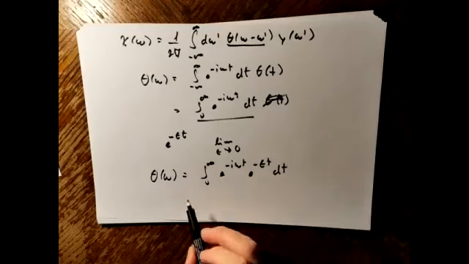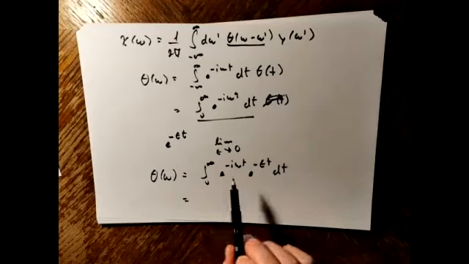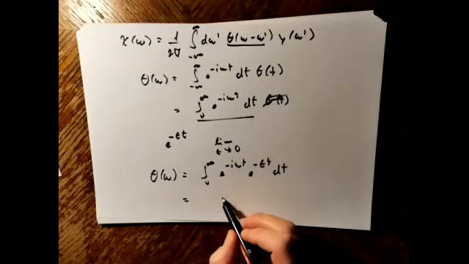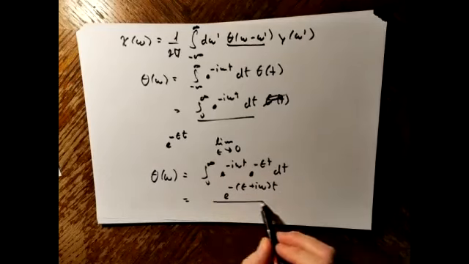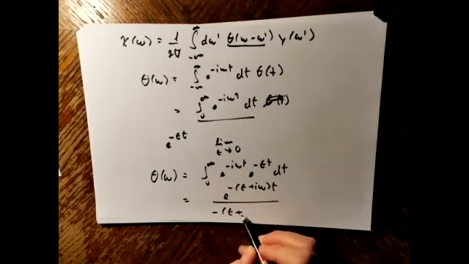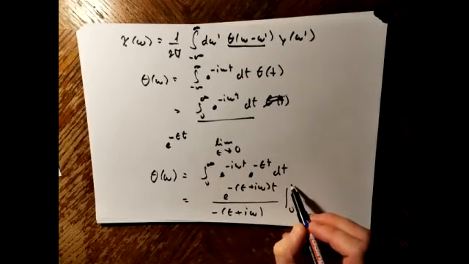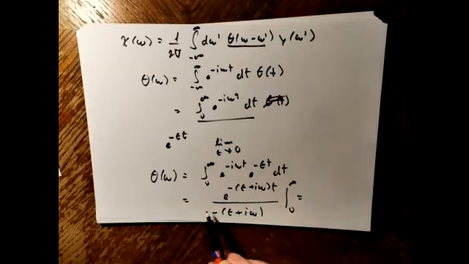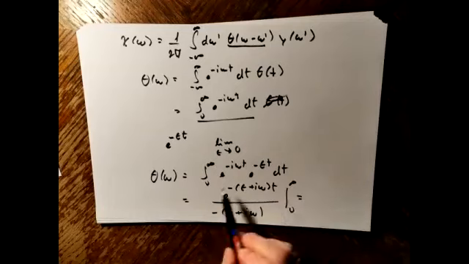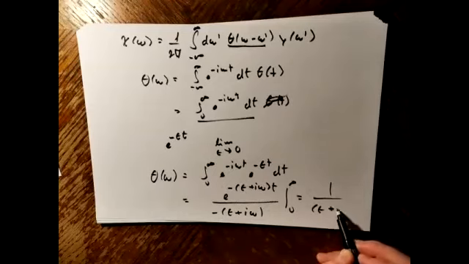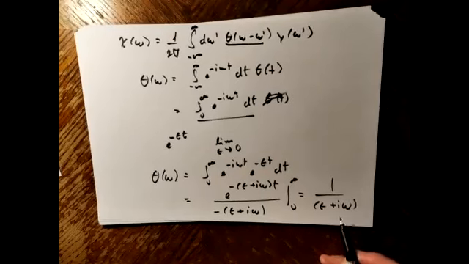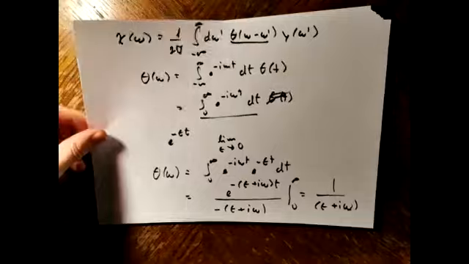And if we evaluate this integral, it's going to be e to the minus epsilon plus I omega t, over minus epsilon plus I omega, from 0 to infinity. So in the end, because at infinity this disappears, all we're going to get is 1 over epsilon plus I omega. Okay, so that's our theta function. However, that's not easy to apply yet. So we have to actually work on this a little bit more.